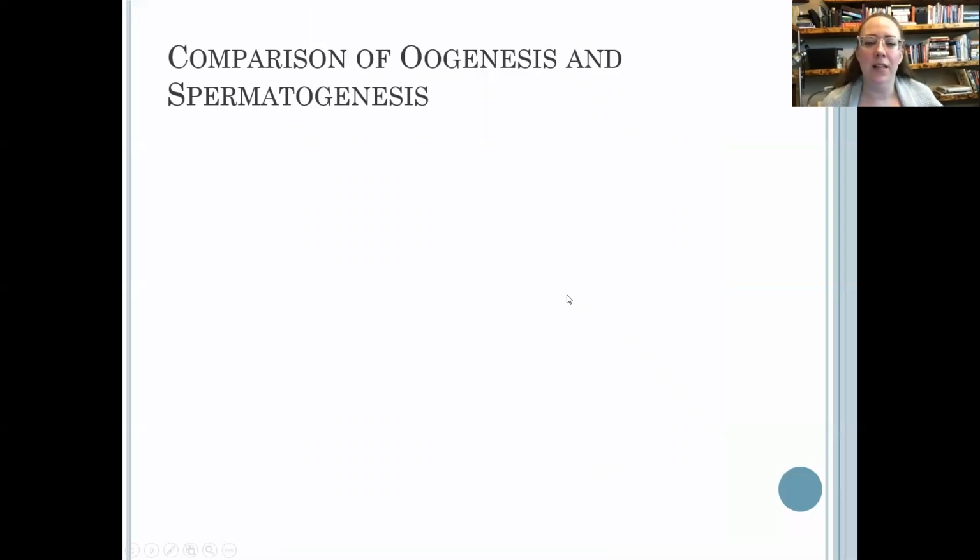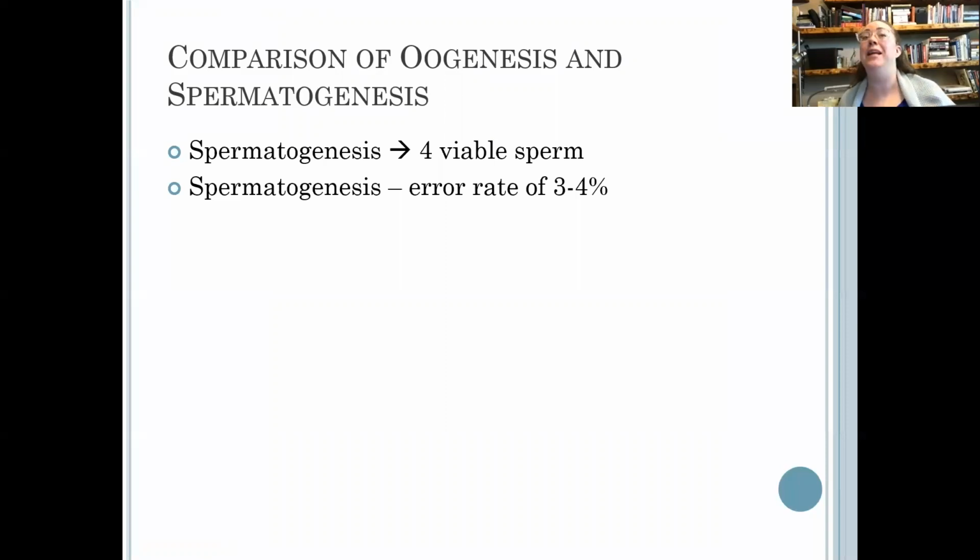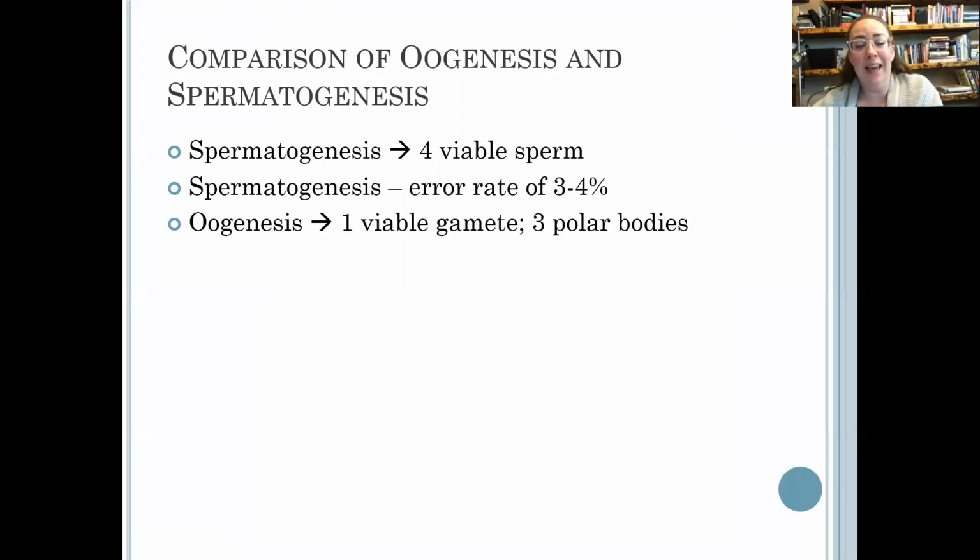So again, kind of comparing oogenesis and spermatogenesis. Spermatogenesis gives rise to 4 viable sperm. But there's an error rate of about 3 to 4%, which really is pretty good. I mean, you think about how many sperm are developed, which is a lot. An error rate that small is pretty good, right? In oogenesis, you only get 1 viable gamete from every 1 germ cell, stem cell, and 3 polar bodies. And it has an error rate of 20%. So not only are we not producing as many gametes, but we're also producing them at a higher error rate, okay?